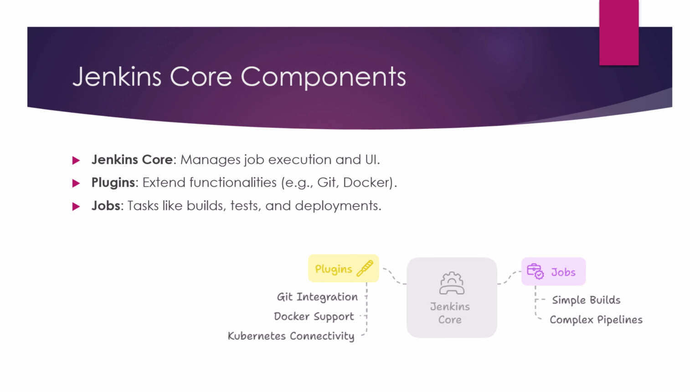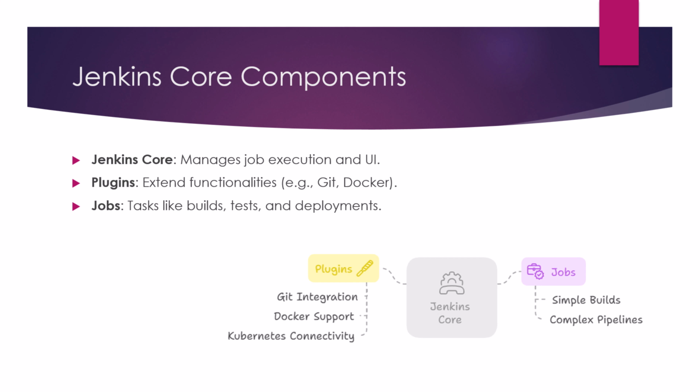Jenkins is a powerful automation tool widely used in DevOps for continuous integration and continuous delivery. At its core, Jenkins is composed of several key components that work together to provide seamless automation. Let's take a look at each component. Jenkins Core. Jenkins Core is responsible for the overall operation of Jenkins. It manages job execution, configurations, and plugin interactions.